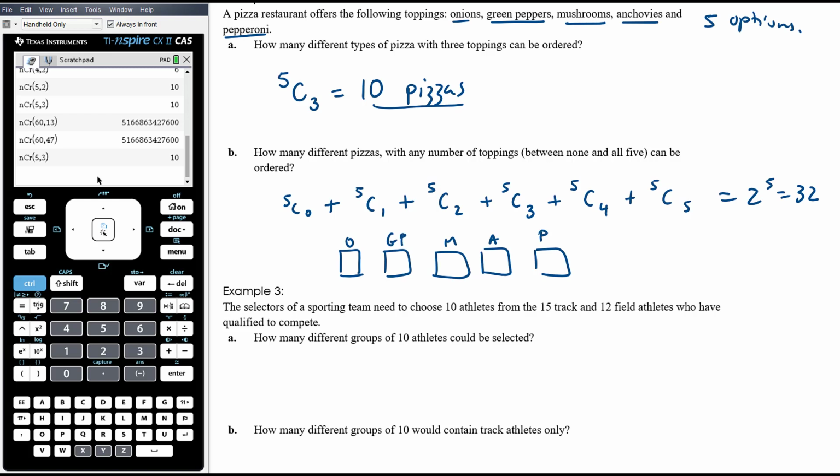Now, I can choose whether to have onions or no onions. So that means there are 2 options when it comes to the onions. And I can choose whether to have green peppers or not, so there are 2 options when it comes to the green peppers. 2 options with the mushrooms, 2 options with the anchovies, and 2 options with the pepperoni, which is where I get my 2 to the power of 5, which is 32. Okay, so lots of different ways to think through these problems.